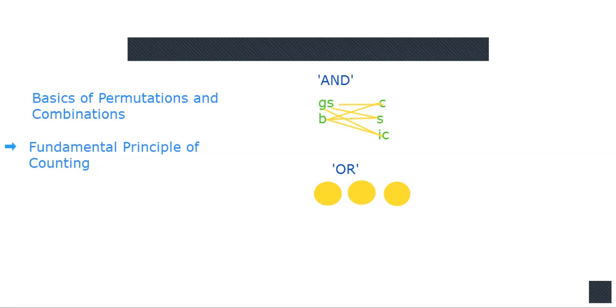And we can restate it as: if there are n number of ways to do one thing, or if there are m number of ways to do another thing, then there are n plus m, the total number of ways, to do a particular thing. So what do I mean by that?